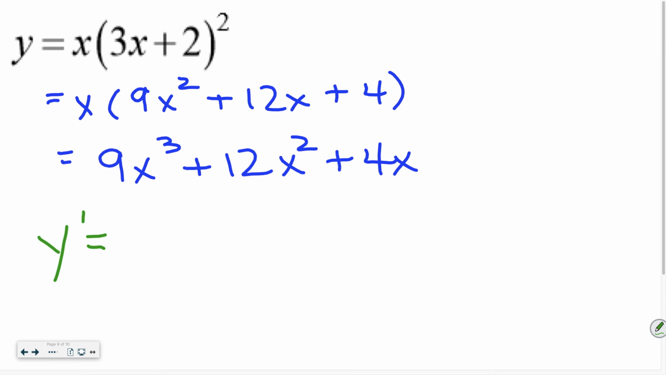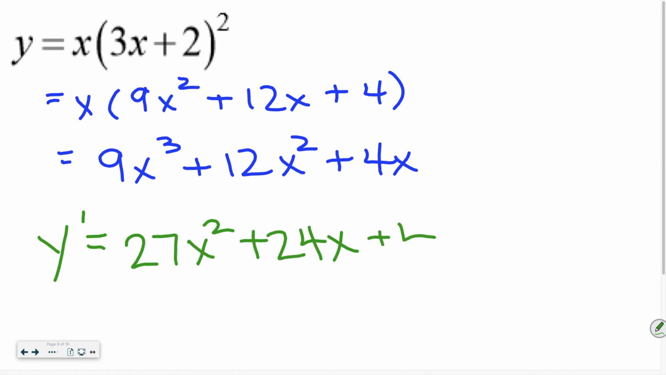Some of you are annoyed that we're having to multiply this out. Later on, I will teach you a way where we don't have to do this to take the derivative, but right now this is the only way. So now 9x cubed gives 27x squared. 12x squared gives 24x. And 4x gives 4.